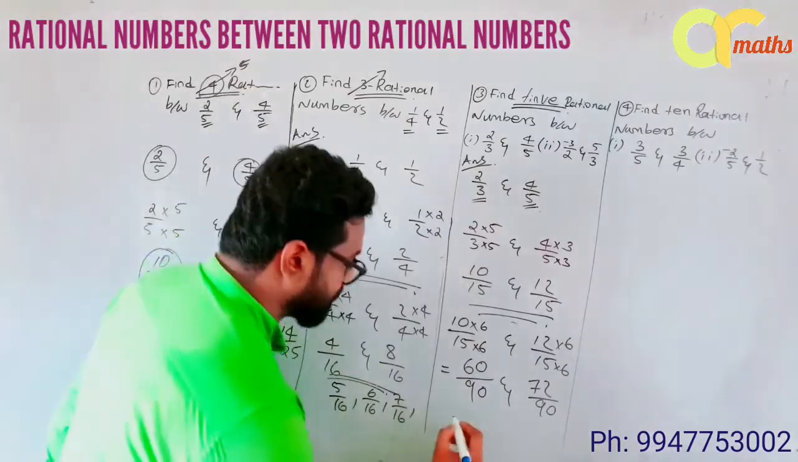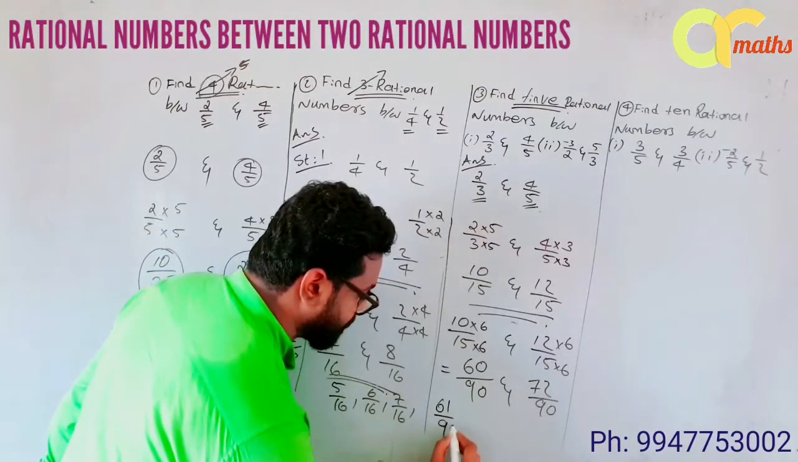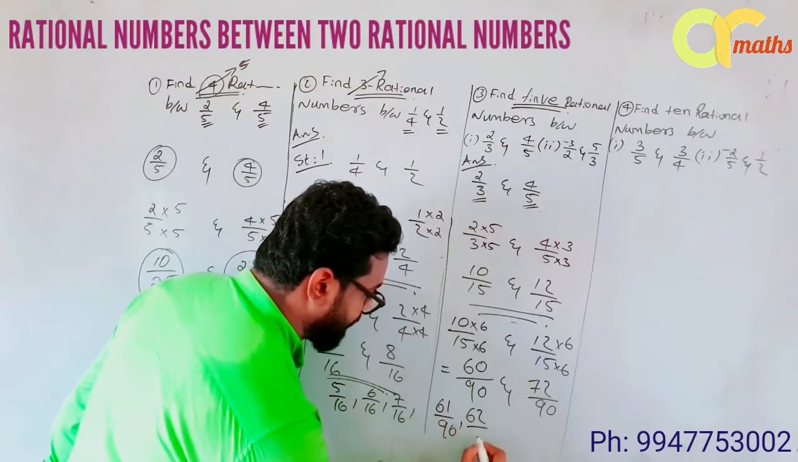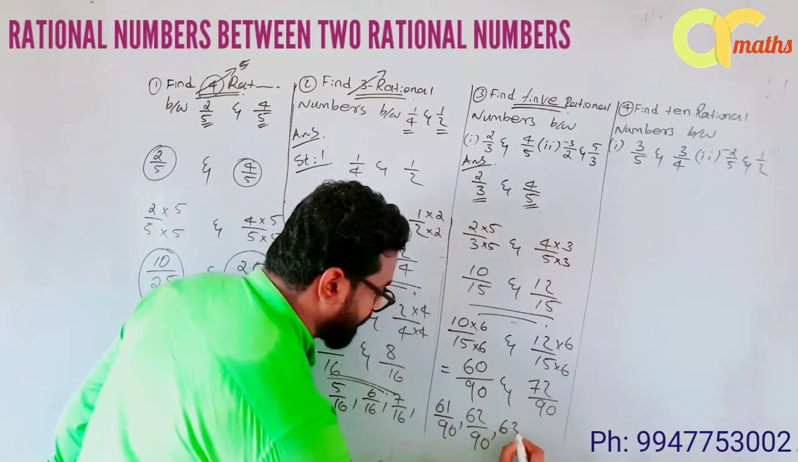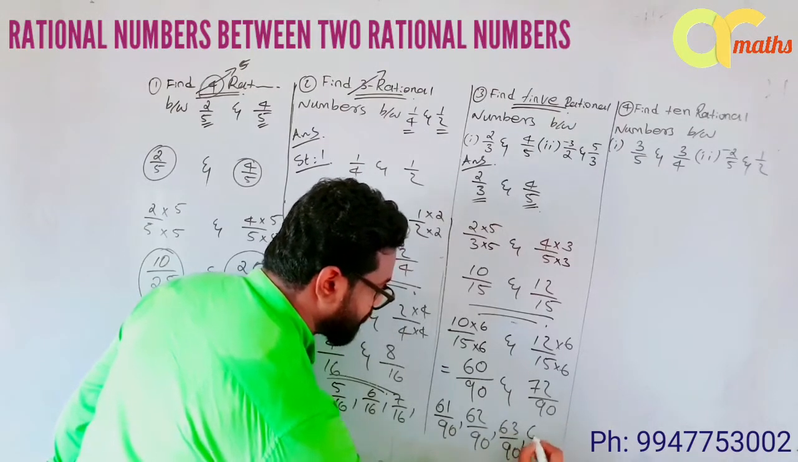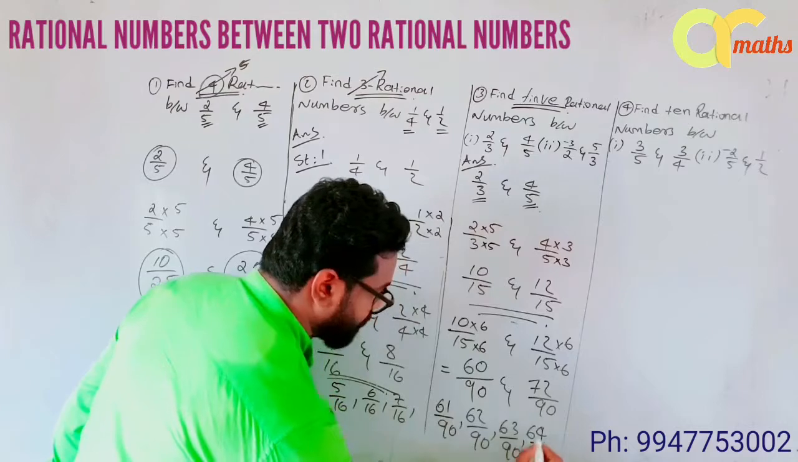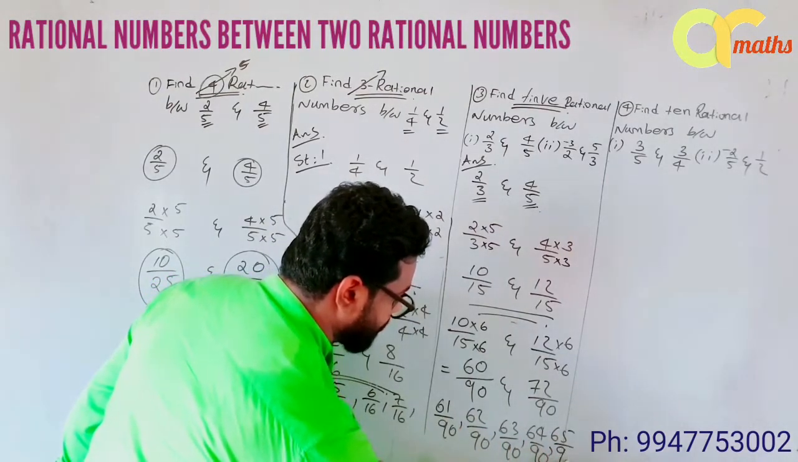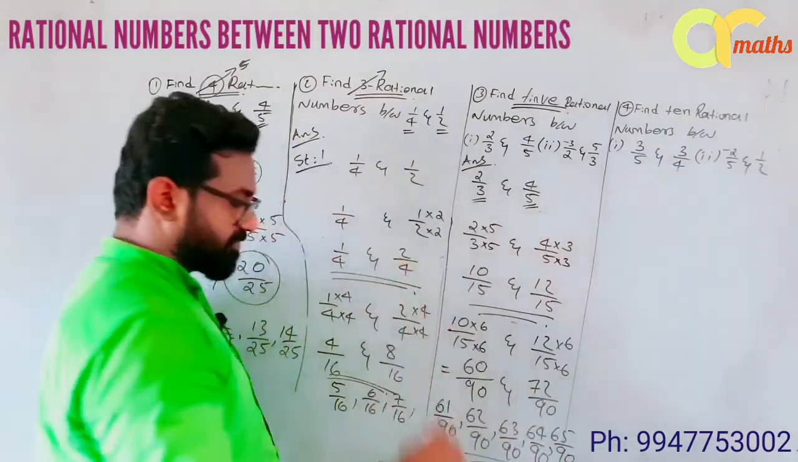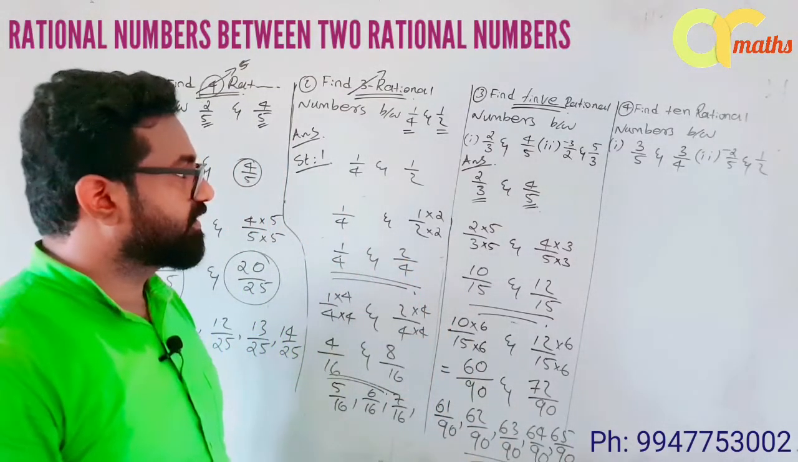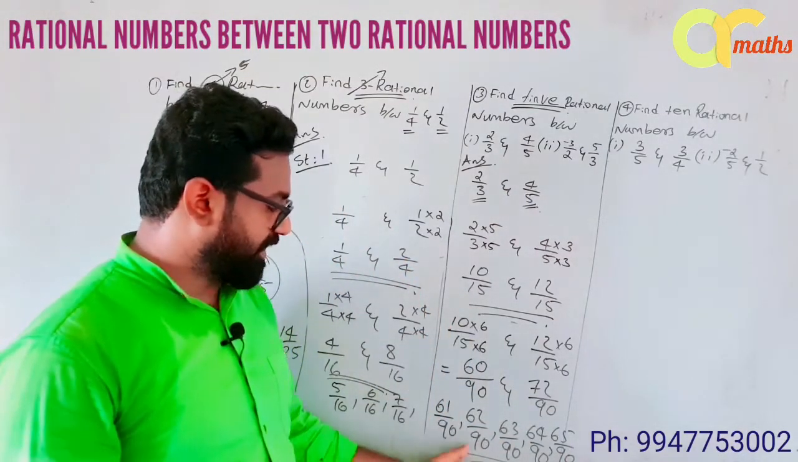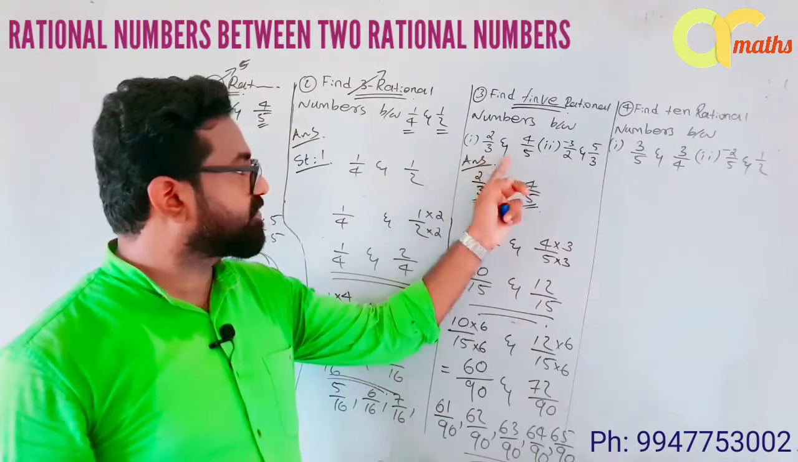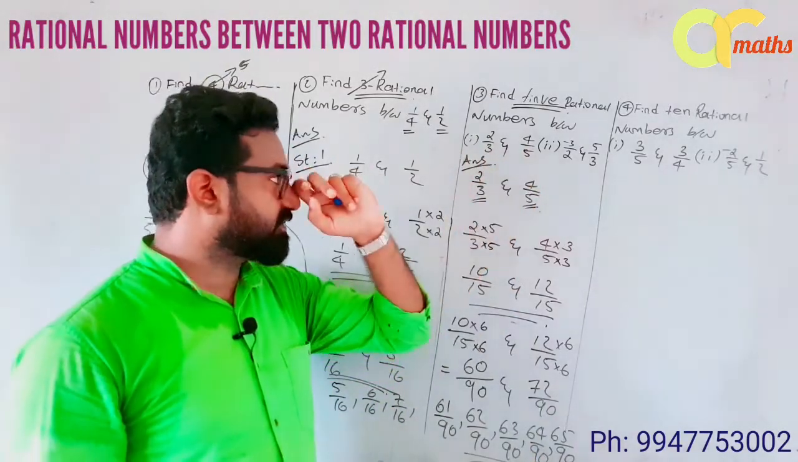What are the next numbers? 61 divided by 90, 62 divided by 90, 63 divided by 90, 64 divided by 90, 65 divided by 90. Ready? Next. So you got 5 rational numbers between these 2 rational numbers. Next, what is the second question?